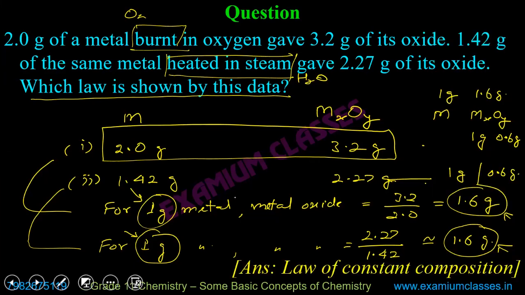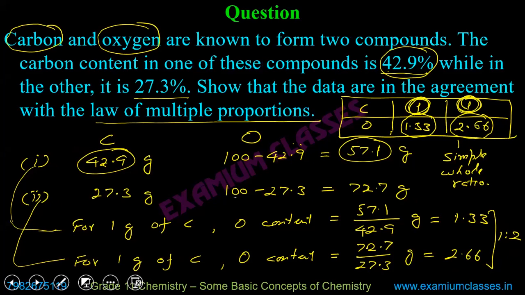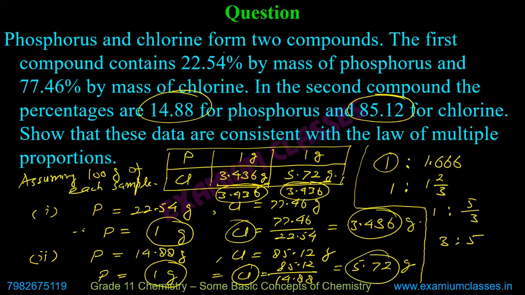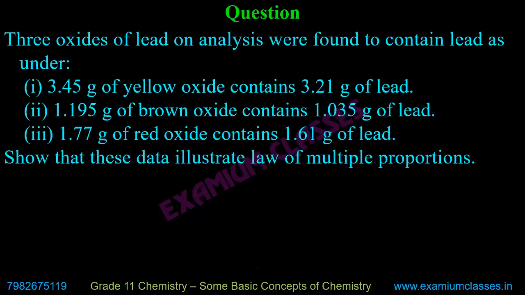And in other questions, two questions here, again, we calculated for 1 gram of one element. We calculated the respective mass of other element. Here also, for 1 gram of one element, in this case phosphorus, we calculated the respective mass of other element and then the ratio of that. Is the approach clear? If there is any confusion, you need to ask, okay?